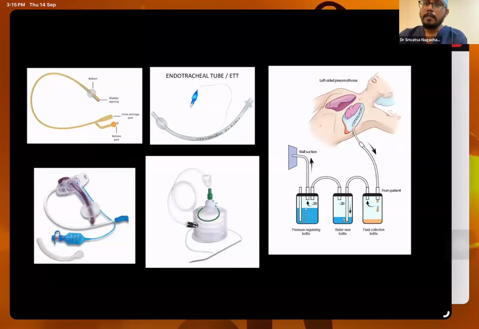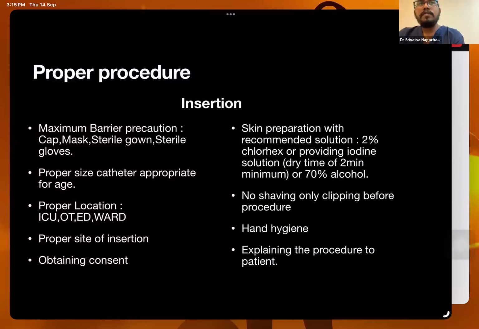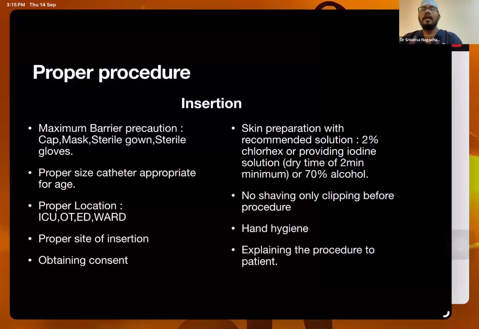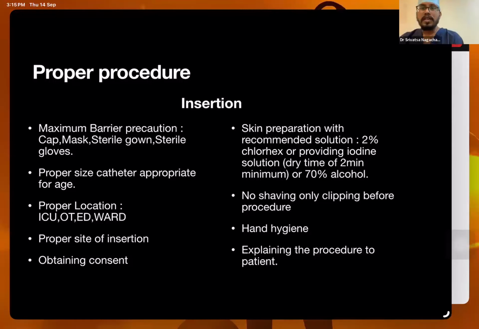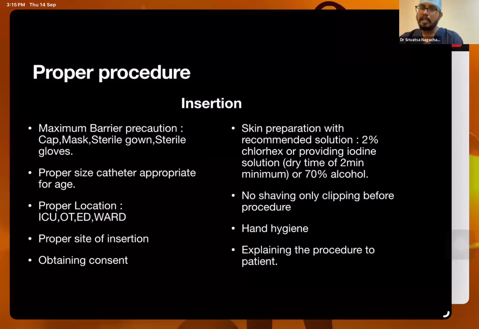Okay. So coming to the next step of caring for invasive lines, as I told you, indication is one part, and the second part is how you do the procedure. You need to do it in an utmost sterile manner. So what all do you need during insertion? You need to have the cap, the mask, a sterile gown and sterile gloves. And also, one more important factor is you need to choose an appropriate size catheter for the appropriate age.